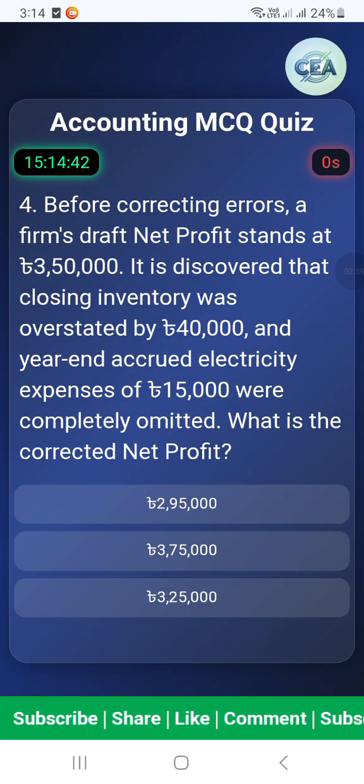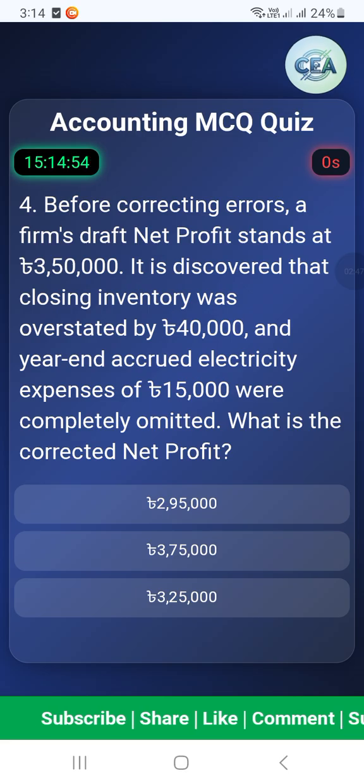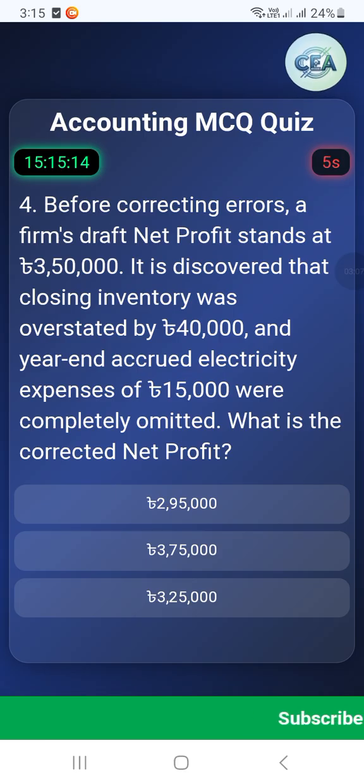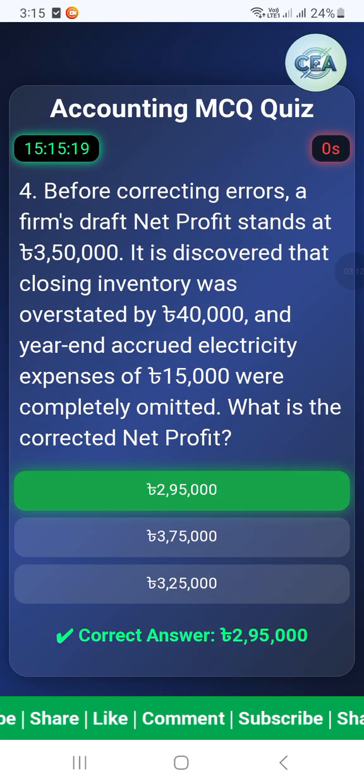4. Before correcting errors, a firm's draft net profit stands at 350,000 takas. It is discovered that closing inventory was overstated by 40,000 takas, and year-end accrued electricity expenses of 15,000 takas were completely omitted. What is the corrected net profit? Option 1. 295,000 takas. Option 2. 375,000 takas. Option 3. 325,000 takas. Correct answer is 295,000 takas.